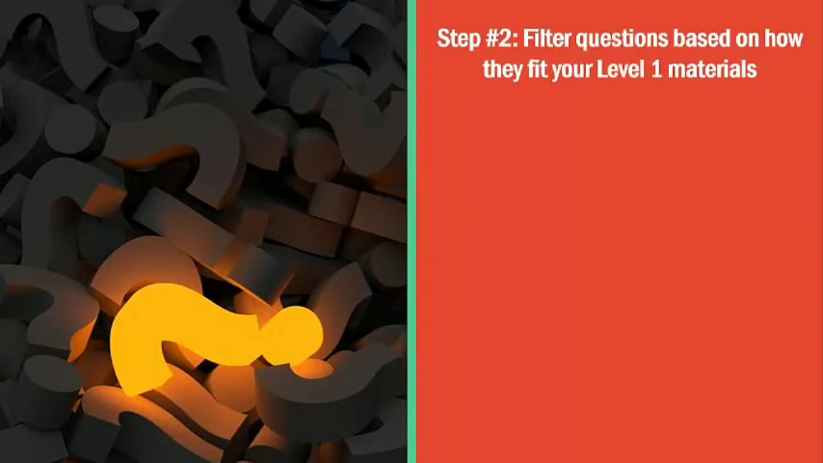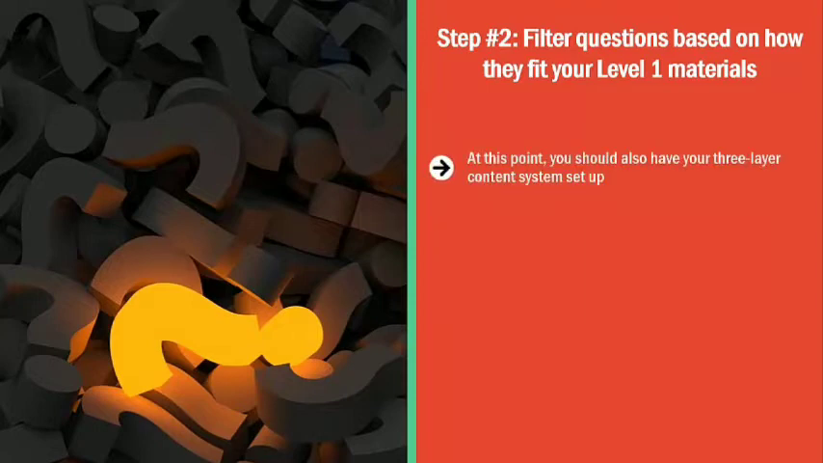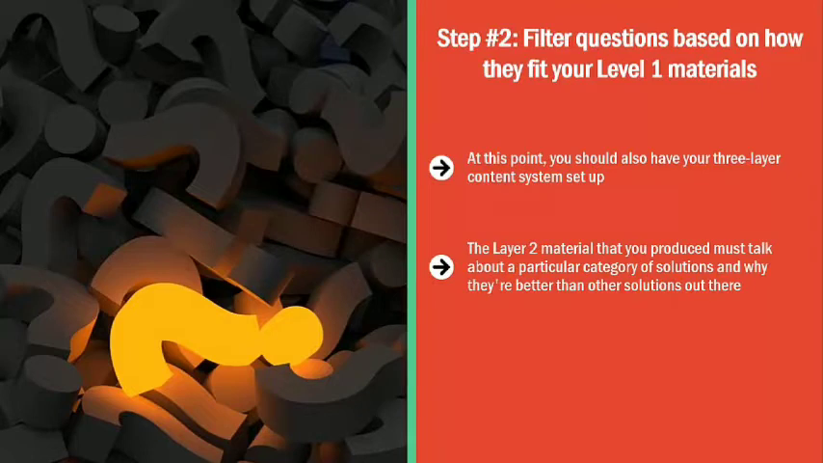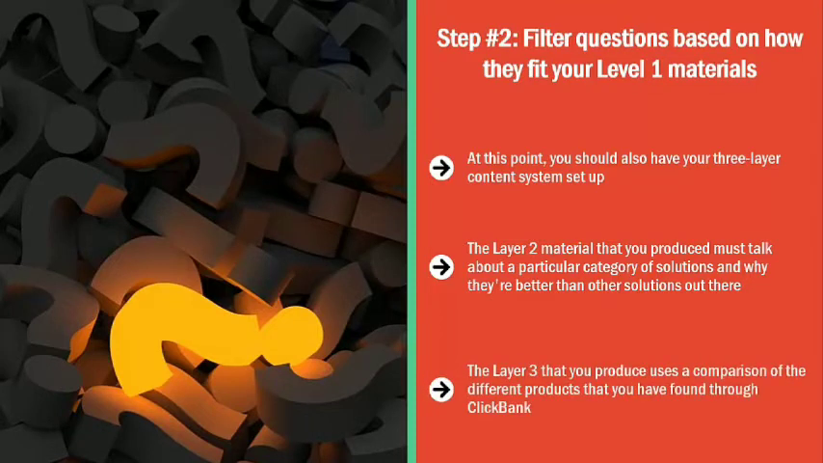Step number 2. Filter questions based on how they fit your level 1 materials. At this point, you should also have your 3-layer content system set up. The first layer is a blog post that informs the reader regarding the problems that they have and the range of solutions, as well as a common sense guide on what to do and what not to do. The Layer 2 material that you produce must talk about a particular category of solutions and why they're better than other solutions out there. The Layer 3 that you produce uses a comparison of the different products that you have found through ClickBank.